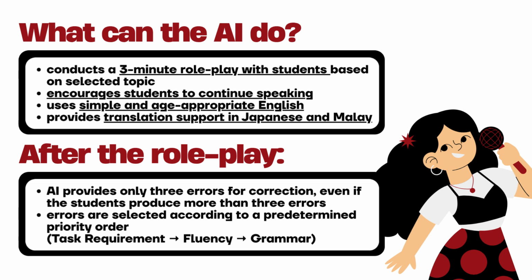After the role play, the AI provides only 3 errors for correction, even if the student produces more than 3 errors. The errors are given to the students according to a predetermined prioritization order. In the case of this study, task requirement, fluency, and followed by grammar. The AI focuses on meaning-affecting errors rather than correcting every mistake. This approach helps prevent students from feeling overwhelmed and allows them to focus on the most important areas for improvement.